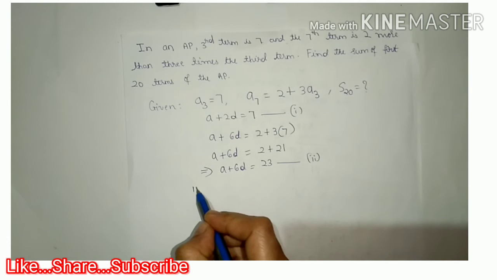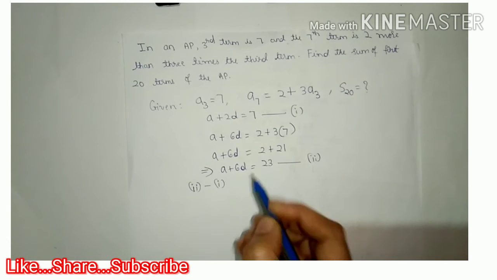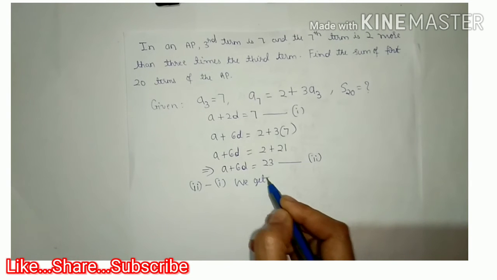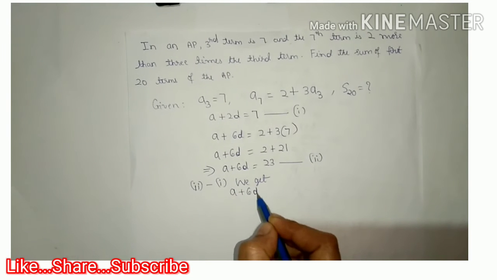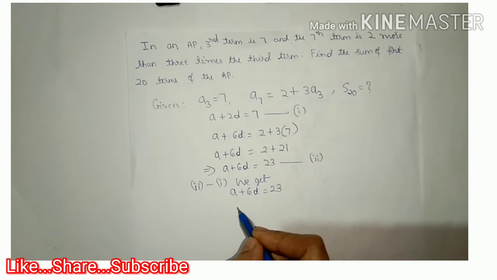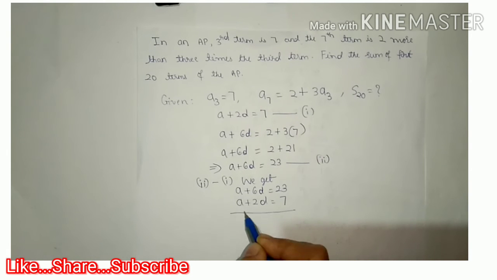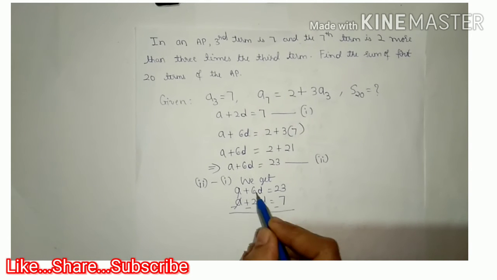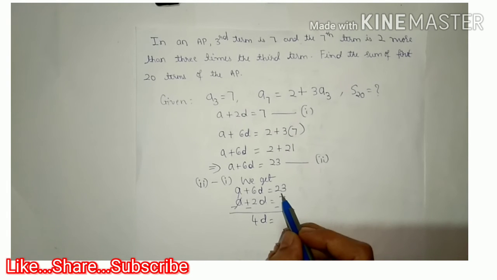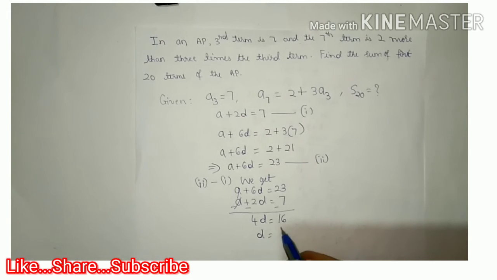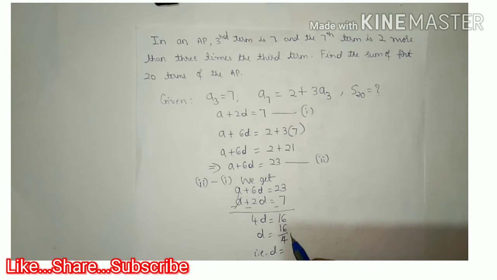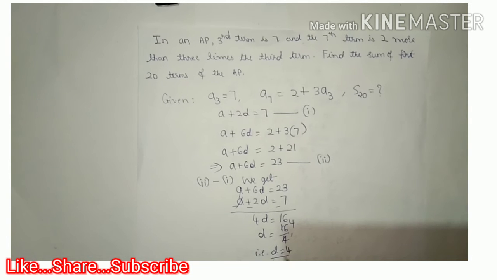Equation 2 minus equation 1. We get A plus 6D is equal to 23, A plus 2D is equal to 7. Subtract: 6D minus 2D is 4D, 23 minus 7 is 16. D is equal to 16 by 4, that is D is equal to 4.